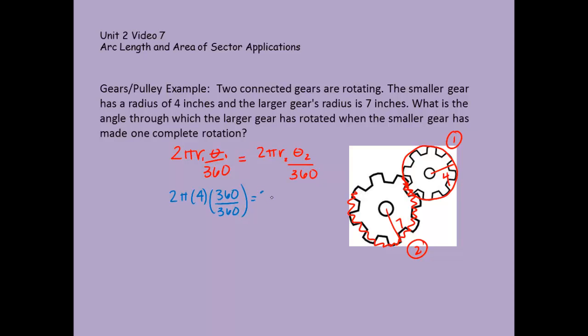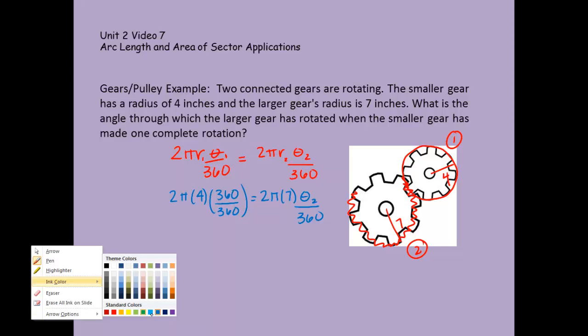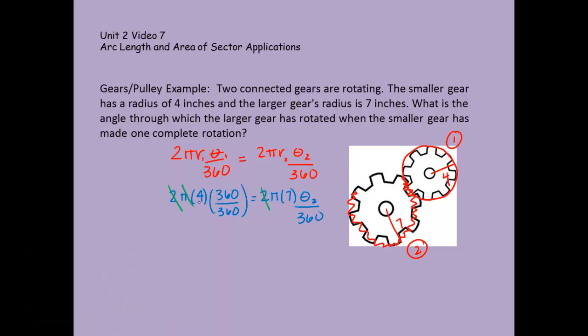On the other side, I've got 2 pi times that radius, but I don't know how far it's rotating at 360 degrees. So my goal is to solve for that theta. On both sides, I have 2 and I have a pi, and those both can be eliminated, as can the 360s, because they're on both sides. If I were to multiply both sides by 360, they'd both disappear. If I were to divide both sides by 2, the 2's would disappear. So I'm simply left with 4 times 360 equals 7 times the angle I'm missing.